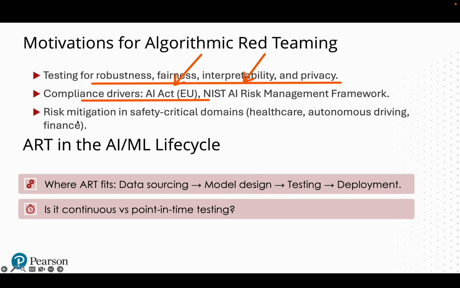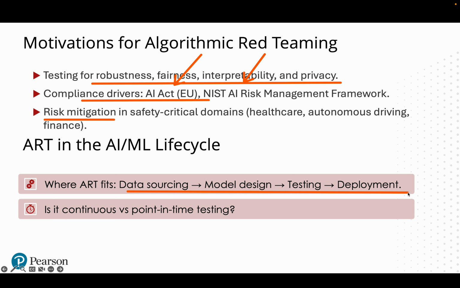So what is another factor? Well, risk mitigation in safety-critical domains that we mentioned, national critical infrastructure like healthcare, cars, autonomous cars, finance. And where does algorithmic red teaming fit in terms of the life cycle? Here we have the data sourcing, model design, testing, and deployment. So first, we need to agree that it fits everywhere in the whole process.